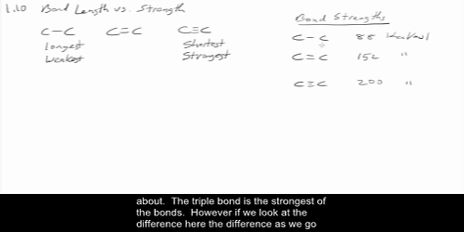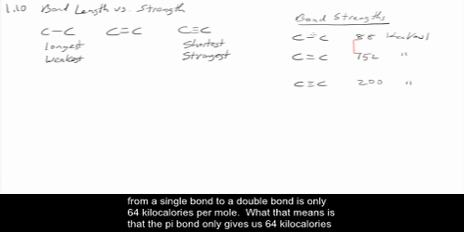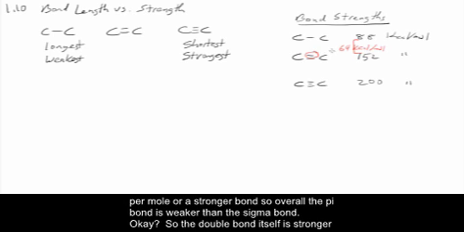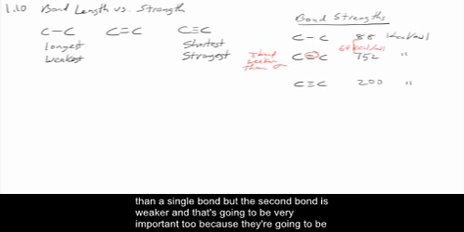However, if we look at the difference as we go from a single bond to a double bond, it is only 64 kilocalories per mole. What that means is that the pi bond only gives us 64 kilocalories per mole of extra bond strength. So overall, the pi bond is weaker than the sigma bond. Okay, so the double bond itself is stronger than a single bond, but this second bond is weaker, and that's going to be very important too, because they're going to be much easier to break.